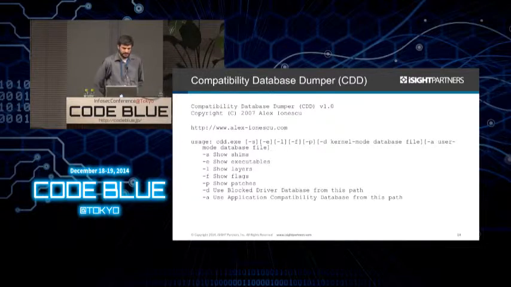Alex Ionescu. These are the command line options that are available. Unfortunately, this tool was never released, but he's got screenshots of it being used for showing shims and executables and patches. I was most interested in his option for showing patches, but it was never released.